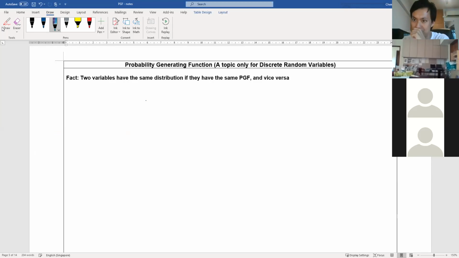But if you look at it from a PGF perspective, if they have the same PGF, then they must be the same distribution. And that is a very important fact that we will be using for the standard distributions later on.